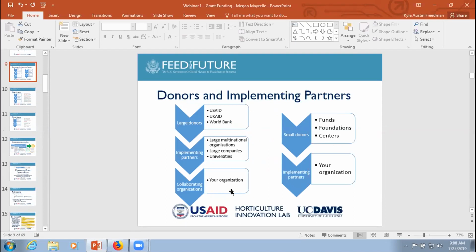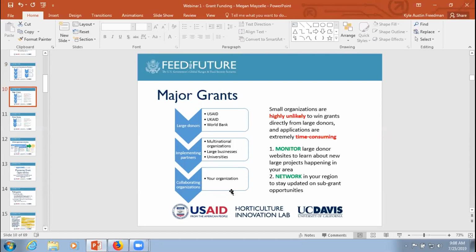It is much better use of your time to monitor those opportunities and network in your region with the implementing partners that could be receiving that government funding, so that you could potentially become a collaborating organization. That is not only a great way to get your project funded, it's also a great way to build your reputation and grow your organization. You know, by working with these really well-established multinational organizations or large businesses or universities, you start to bolster your own organization, and you could be one of those implementing partners someday.